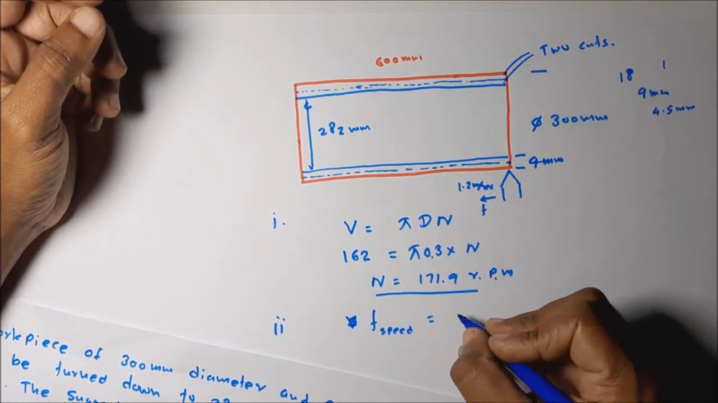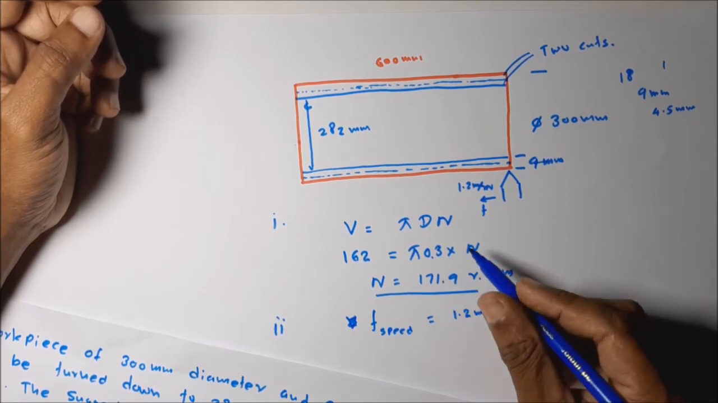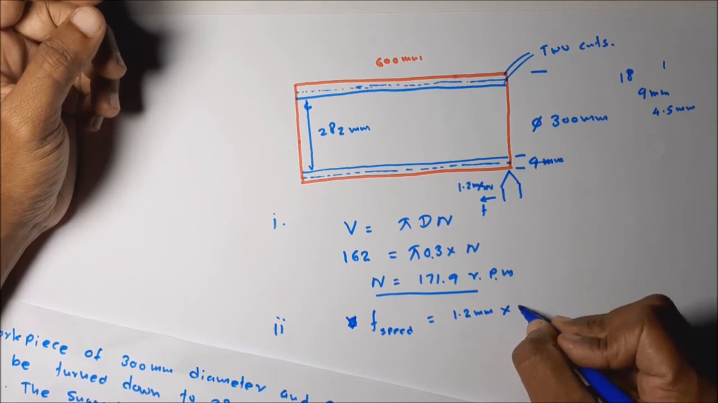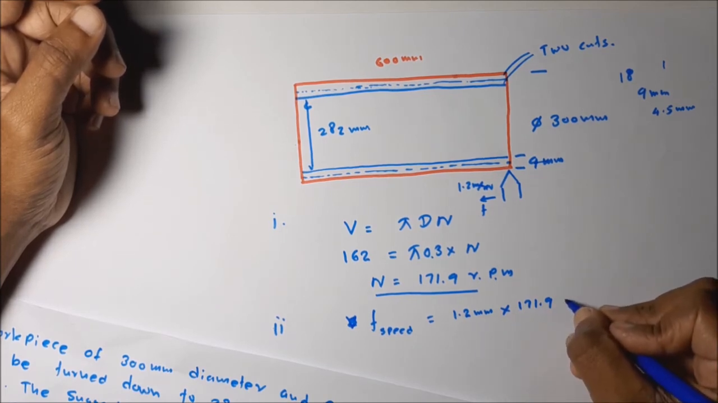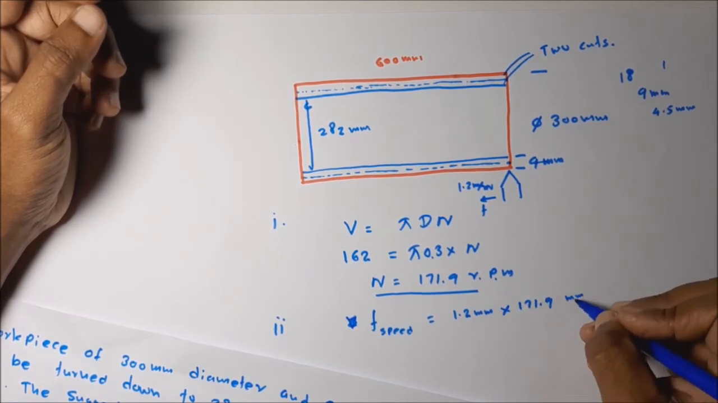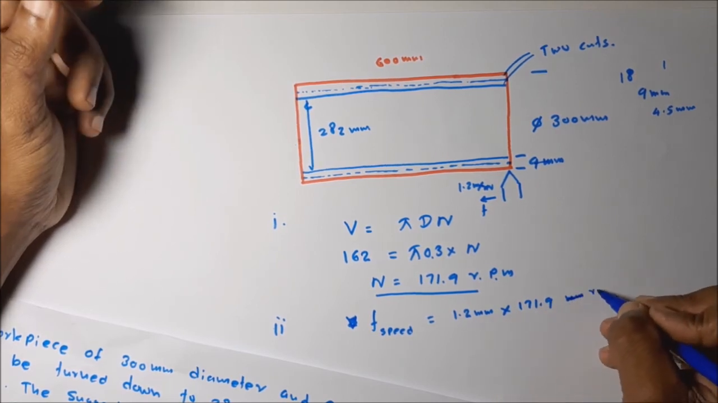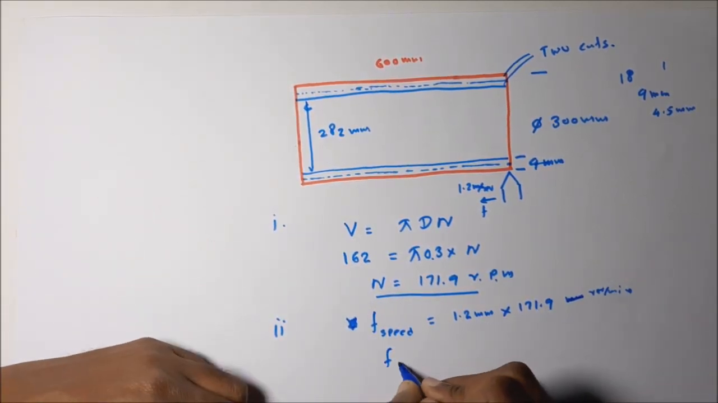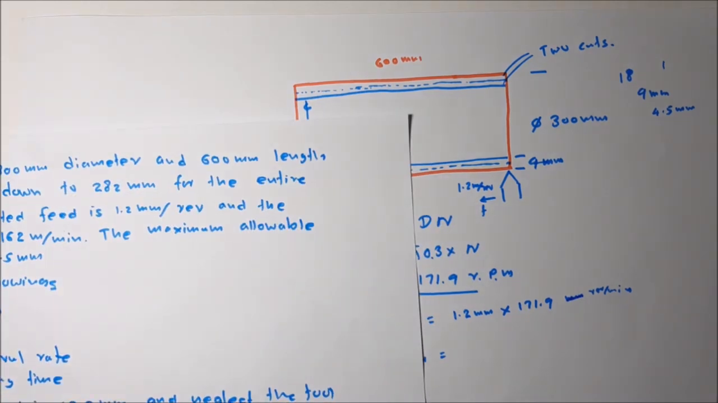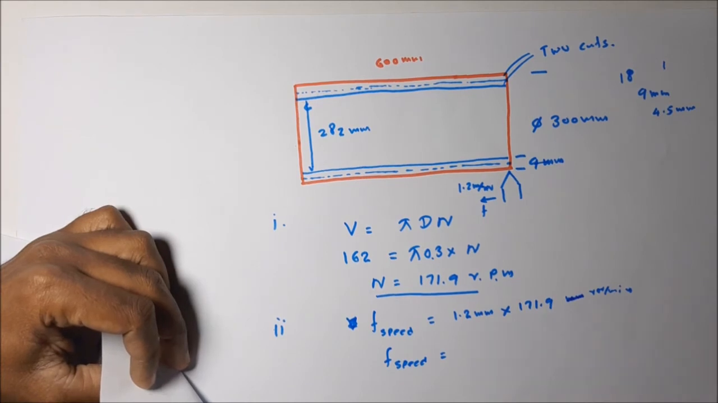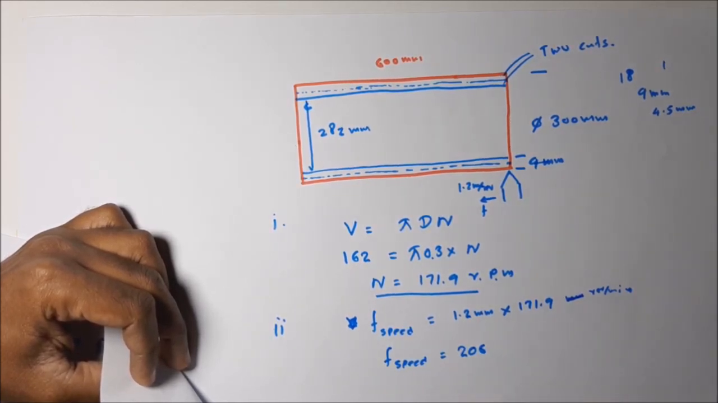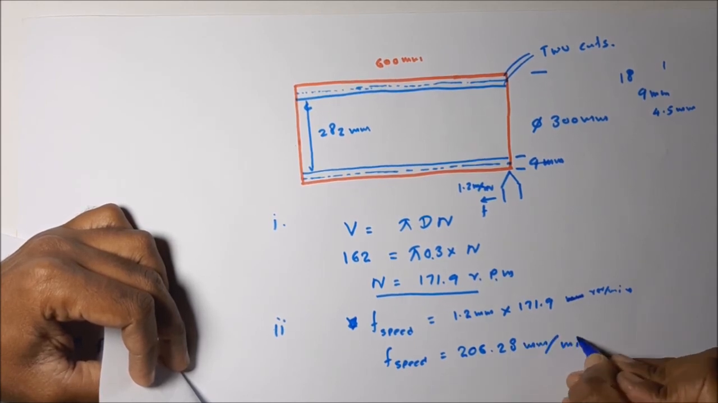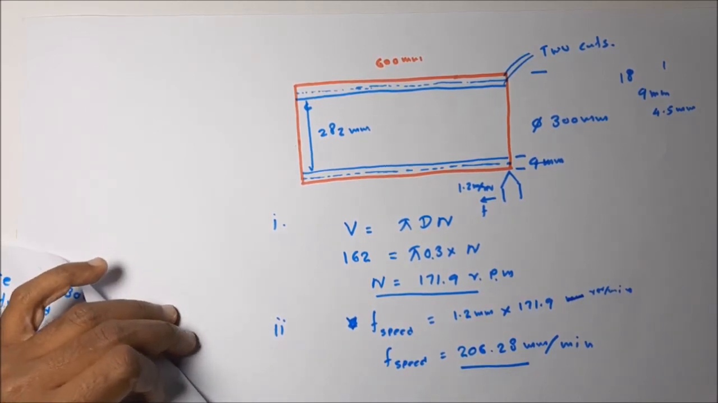For one revolution, what is the tool travel? 1.2 millimeter. So for n revolutions, we have to multiply. What is the number of revolutions per minute? 171.9 revolutions. So this is the total tool feed in one minute, in millimeter per minute. The feed speed is equal to 206.28 millimeter per minute. This is the feed as the speed, not the rate.